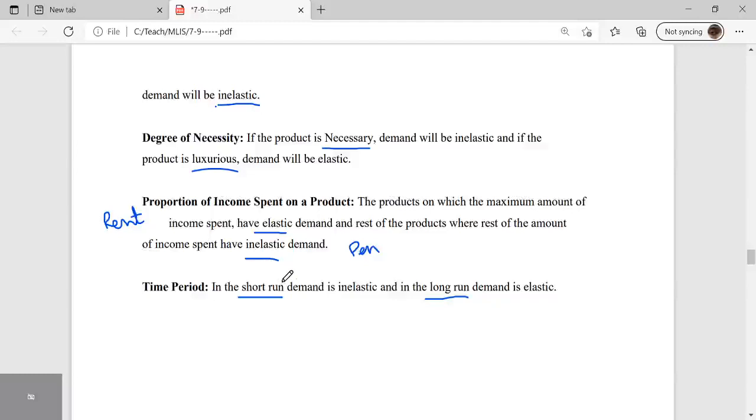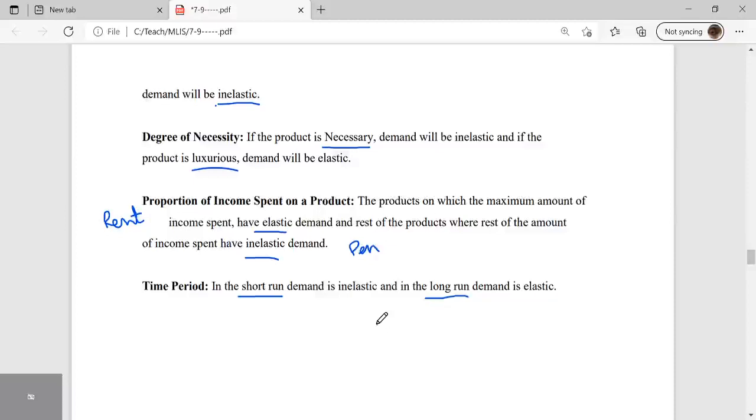Why? Because think about a product: you went to the shop and you find that the price has increased. Instantly you may not switch to another brand. In the short run, you may continue to buy the same amount, but in the long run, you may find an alternative and switch to that. In the short run, we tend to stick with it because we are doubtful about the other brands. So in the short run it will be inelastic, and in the long run it will be elastic.